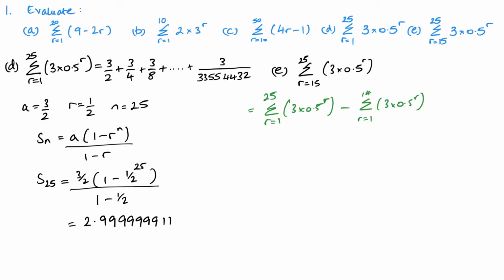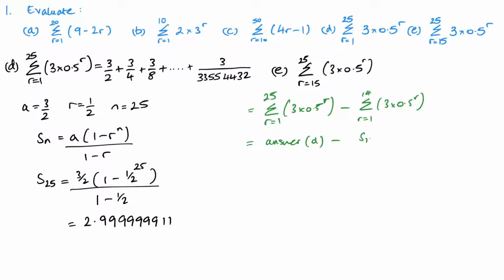Now, where that makes our life a little bit easier is because to work this out, I've still got the same a value, I've still got the same r value. All I need to do is adjust my n value. Whereas if I'm going between r is 15 and r is 25, I've got to create my new a value. If you've already got part of a question where these two are linked, it can make your life a little bit easier. So we got our answer to part D minus, and then I just need to work out this one.